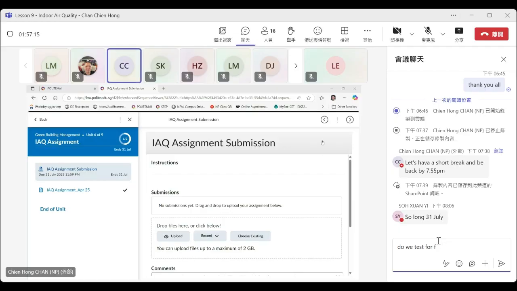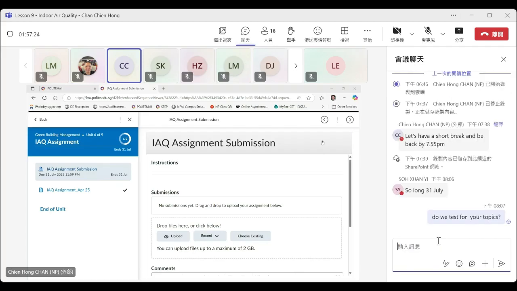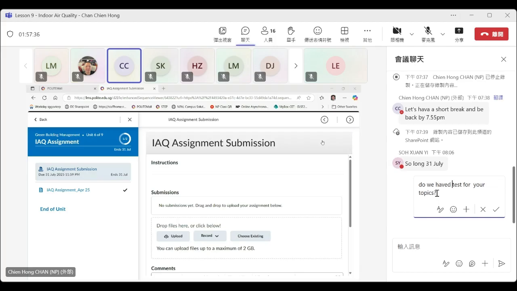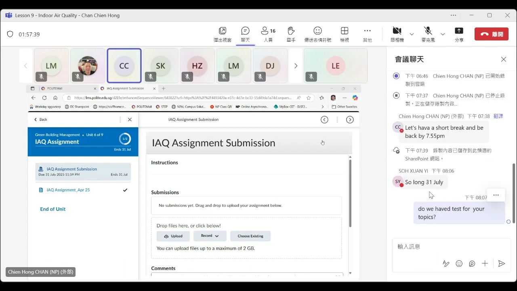Okay, if there are no further questions, at this point, can I invite anyone to share any personal experience about your encounters in areas or buildings that have a pretty bad indoor air quality, and how that affected you or your colleagues? Anyone?